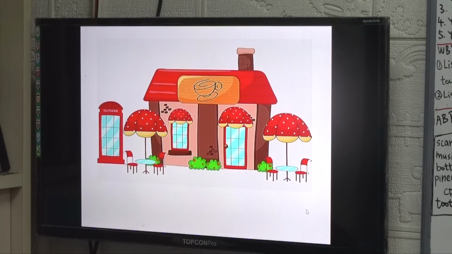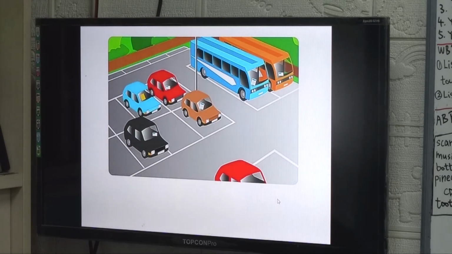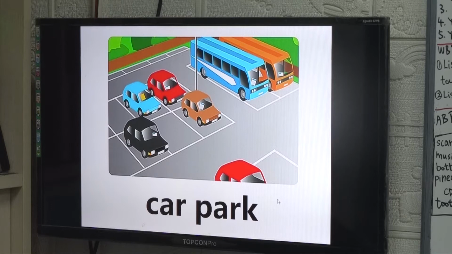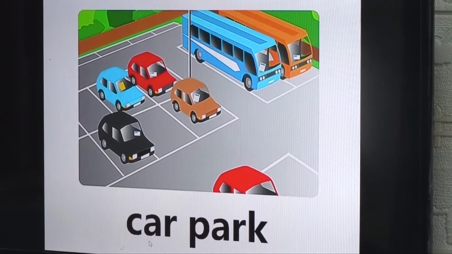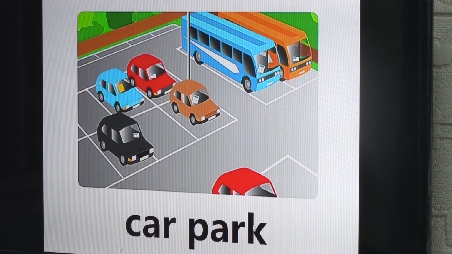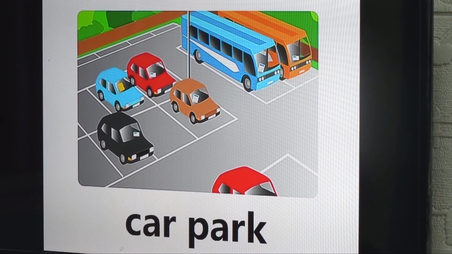And then next one, we have a place where we can sit, chat with our friends, and also have coffee or tea. Yes, this is a cafe, right? So how to spell? CAFE. Cafe. Here it's a place we can park our car. That is a car park. Let's spell CAR PARK. Car park.